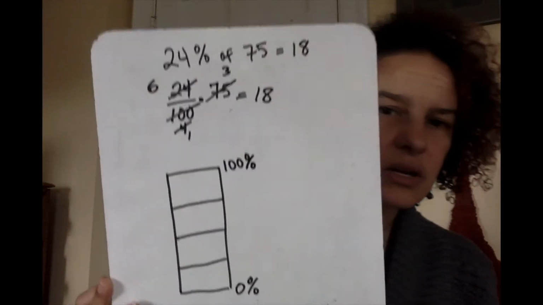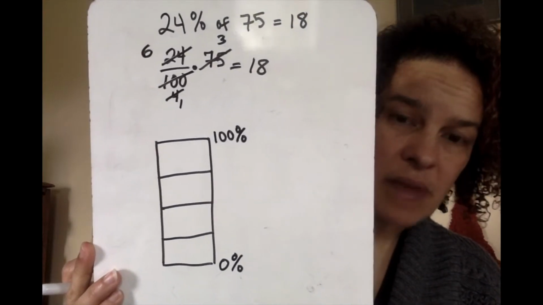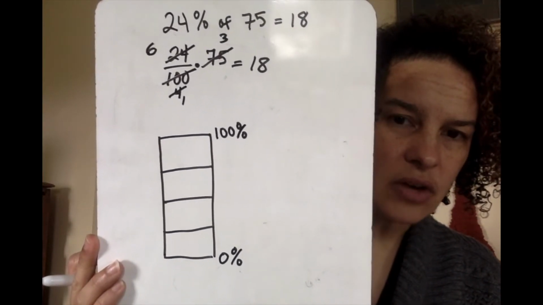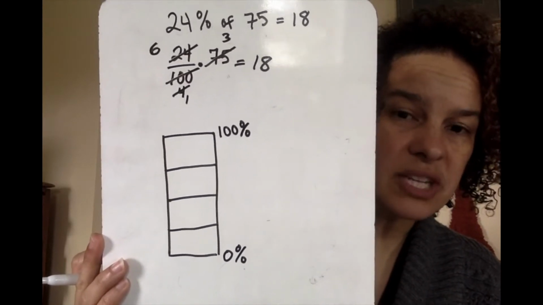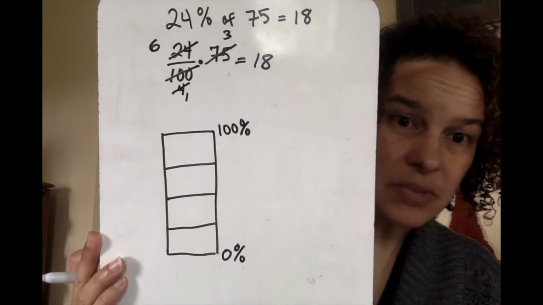But there are other ways to think about and to model this problem. So I'm going to introduce you to something called a bar model. A bar model is going to have percentages on one side and absolute values on the other side. So there are my percentages. My bar model starts at 0 on the bottom and goes up to 100%. So what do you think each of those lines is going to represent in this particular bar model? That's right. Each line is going to represent 25%.